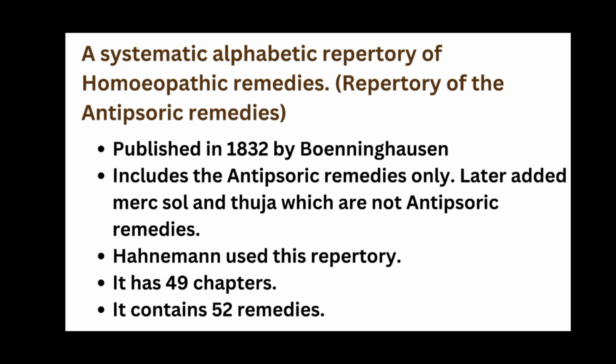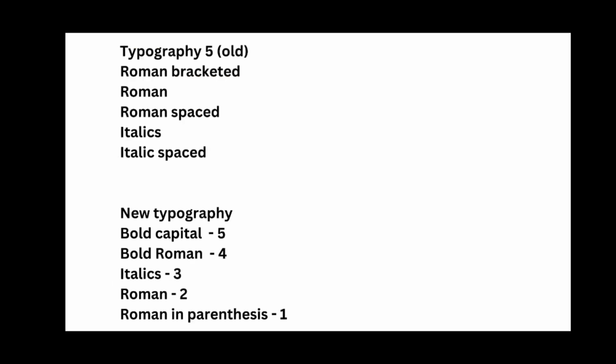The special feature of this repertory is our master Hahnemann used this repertory. It has 49 chapters and it contains 52 remedies. Typography. The old typography: Roman bracket, Roman, Roman spaced, italic and italic spaced. The new typography is bold capital carrying 5 marks, bold Roman carrying 4 marks, italics carrying 3 marks, Roman carrying 2 marks, and Roman in parenthesis carrying 1 mark.